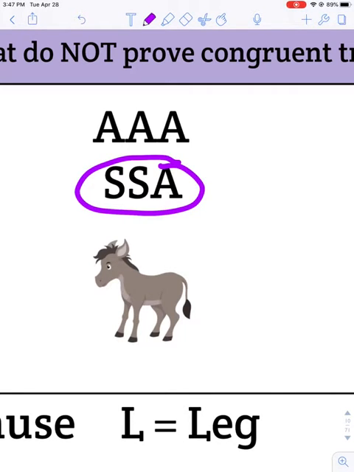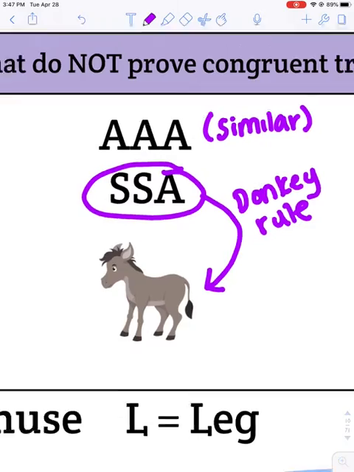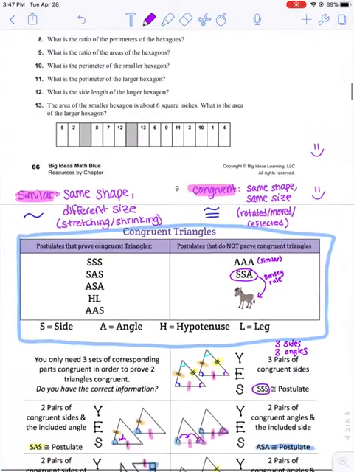Imagine that abbreviation going backwards. It's a swear word, so that's why I don't write it that way. But another word for that swear word means donkey. So I always remember that one as the donkey rule. So the two that don't work are angle, angle, angle, because that means they're similar, but it's not enough to prove that they're congruent. And I remember the donkey rule.